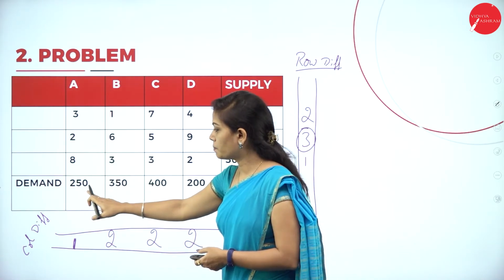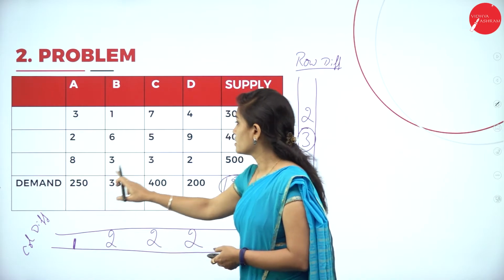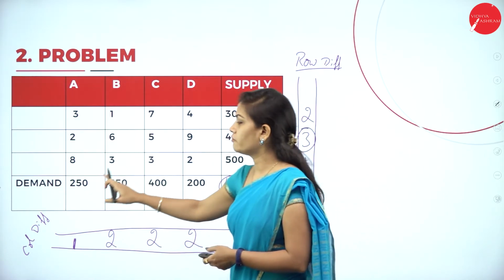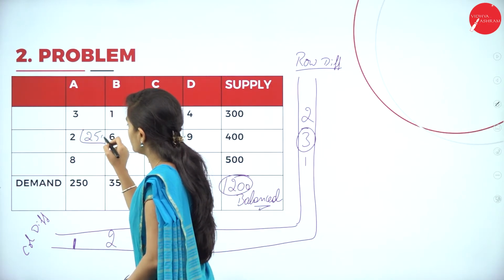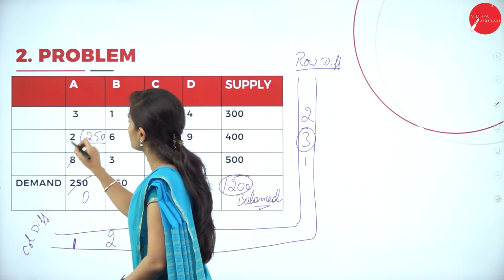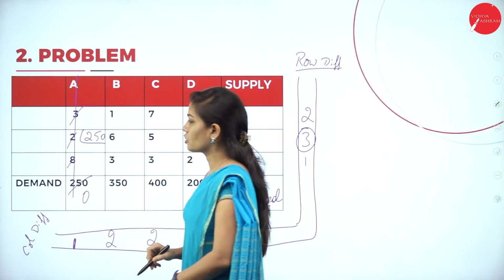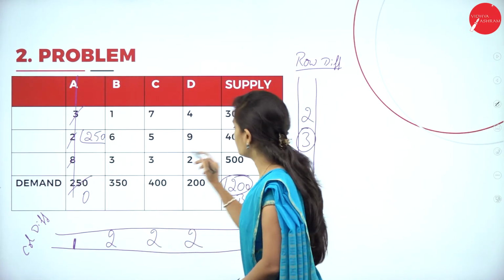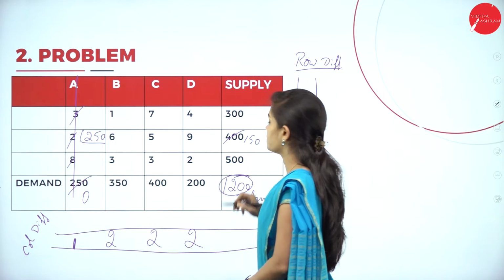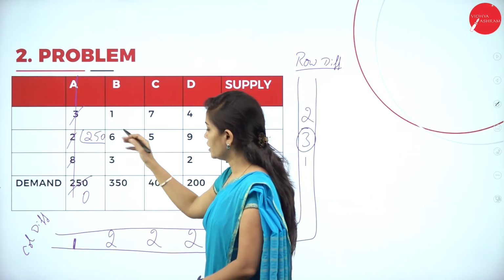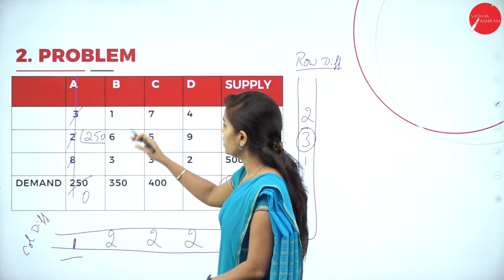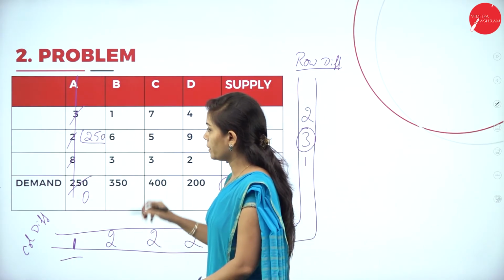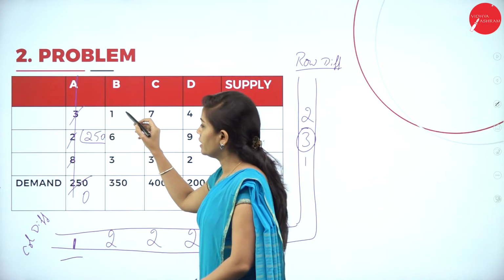Just consider the supply value and demand value here. Supply value is 400, demand value is 250. So least value is 250. I will allocate 250 rupees to this cell. It will become 0. I can cancel this entire column. 400 minus 250 is 150. So after this cancellation, no need to find column difference for this column. Next column is column B. Again, least value is 1.